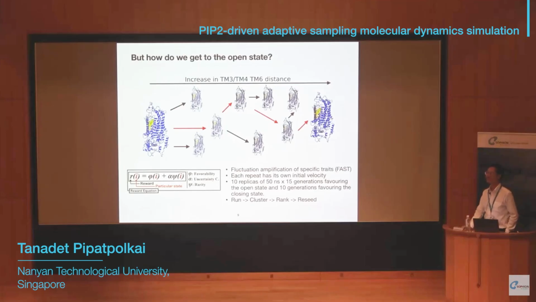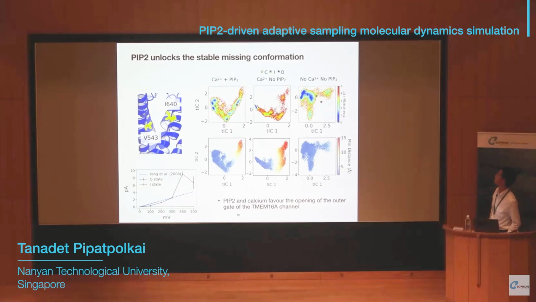Thanks. Very nice work. I just wondered, you got this open structure by running the simulations, but I'd like to see how the open structure is different from the closed structure. Do you have that information in your slides? How does it differ from TMEM16A with calcium and PIP2? You got this open state, but there's no direct comparison with the closed. I didn't show the alignment. So no, I'm sorry, I didn't.